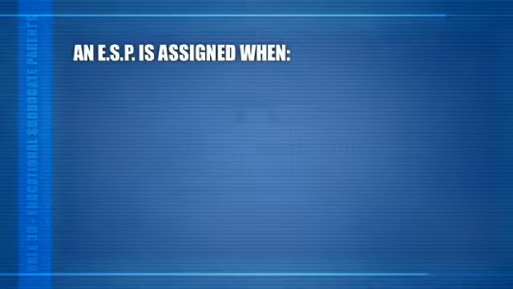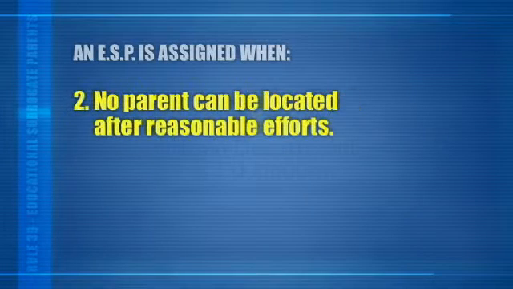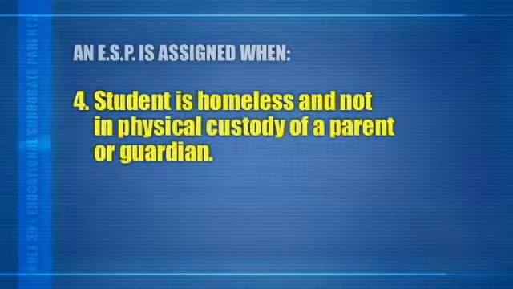An educational surrogate parent is assigned when no parent can be identified. If after reasonable efforts the public agency cannot locate a parent, the student is a ward of the state under the laws of the state, unless the court reserves the parent's authority or makes educational decisions for the student. The student is homeless and is not in the physical custody of a parent or guardian.